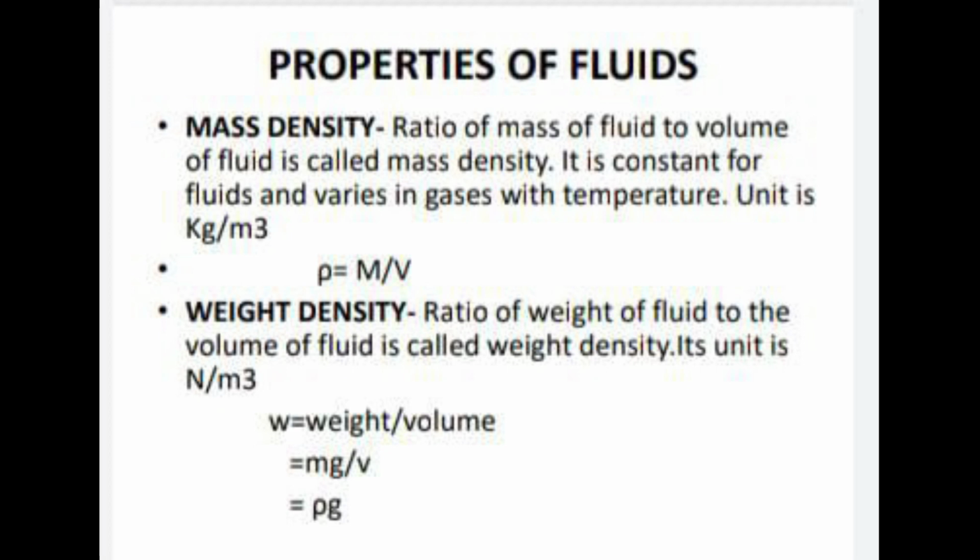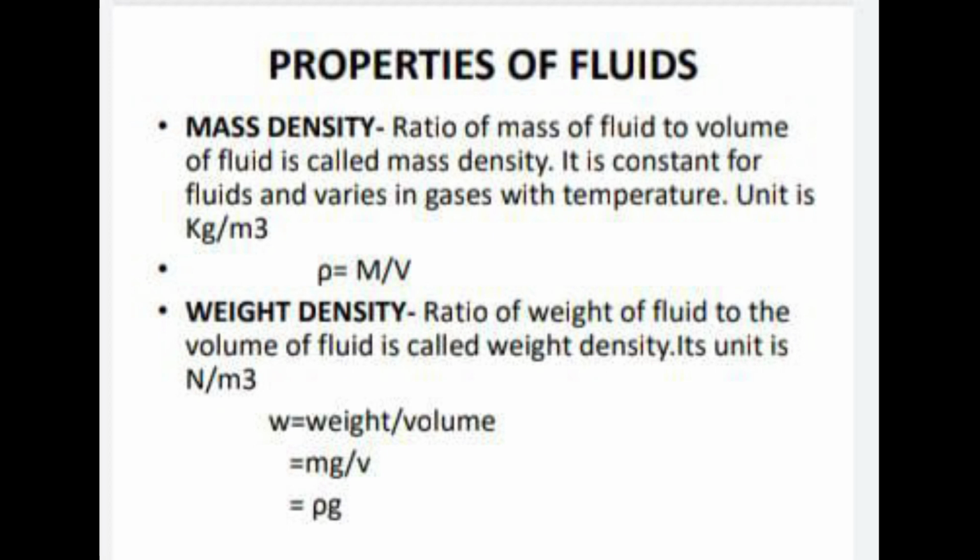First one is mass density or simply density. Mass density of a fluid may be defined as the ratio of mass of fluid to the volume of fluid, or we can say mass per unit volume of a fluid is known as mass density. This mass density is denoted by rho. So rho is equal to m upon v. Since mass is in kilogram and volume in meter cube, the unit of mass density is kilogram per meter cube.